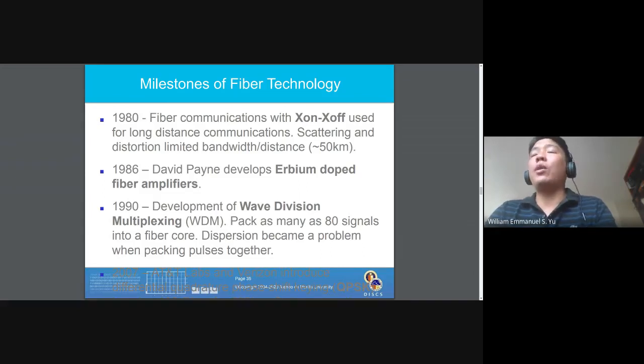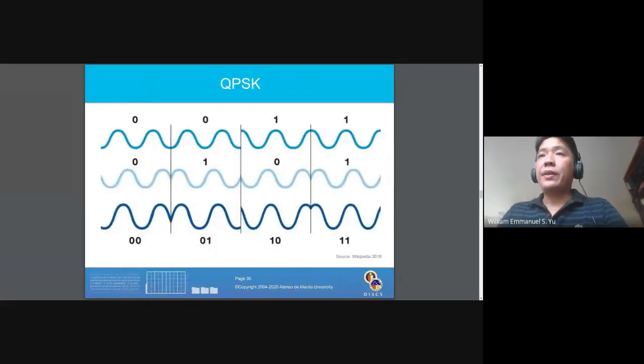You don't have to plug it to an outlet. Mahirap yata maghanap ng power outlet sa gitna ng Pacific Ocean. So that is the reason why that is important as well. Okay? This is an example of what it looks like to do wave division multiplexing.